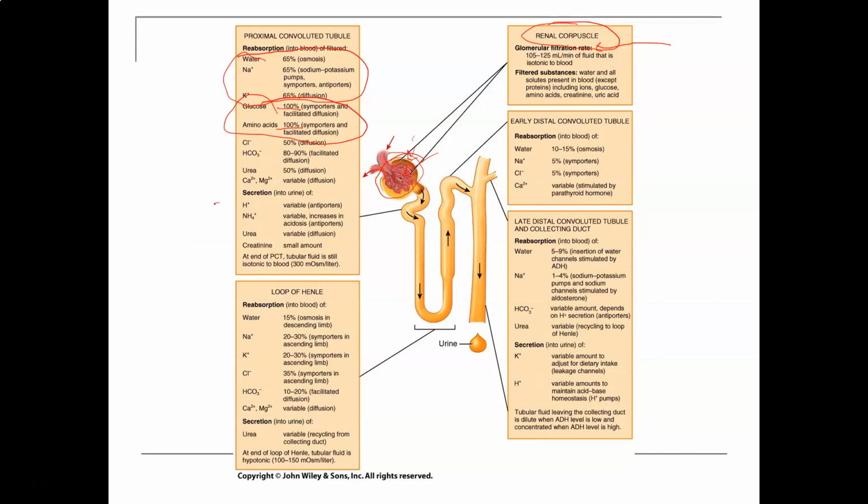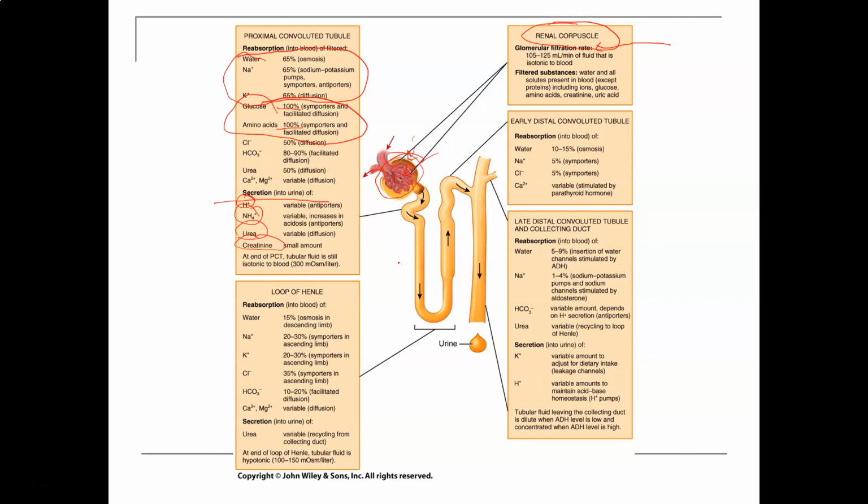Notice there's also some secretion going on in the proximal convoluted tubule. If you need to adjust your pH, you can secrete hydrogen, ammonia, urea, creatinine. These are all nitrogen waste products. So there's secretion going on as well as reabsorption.